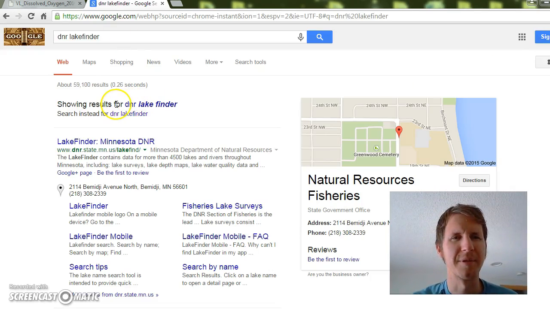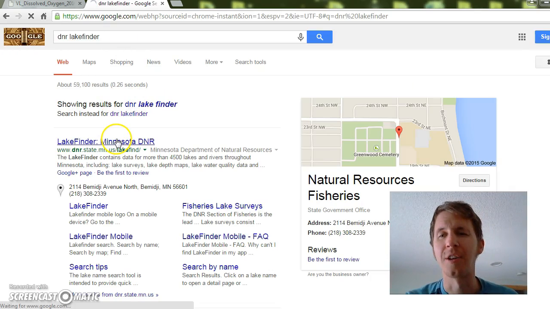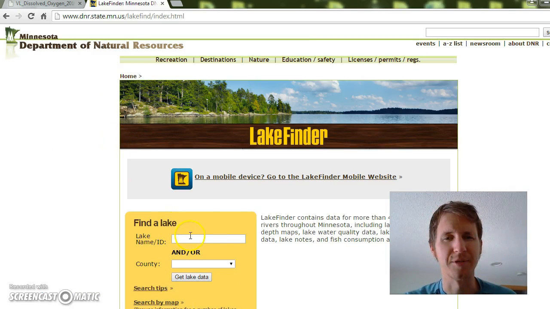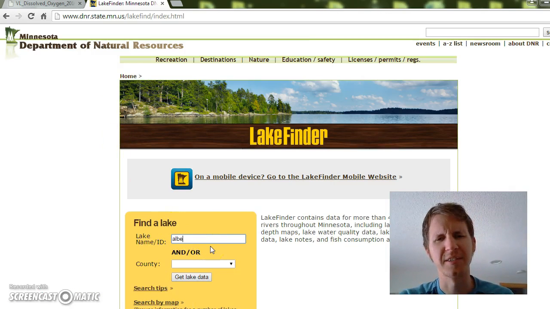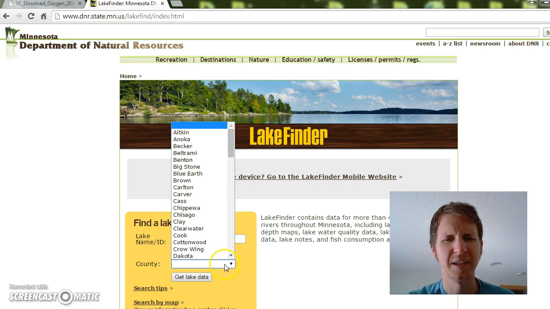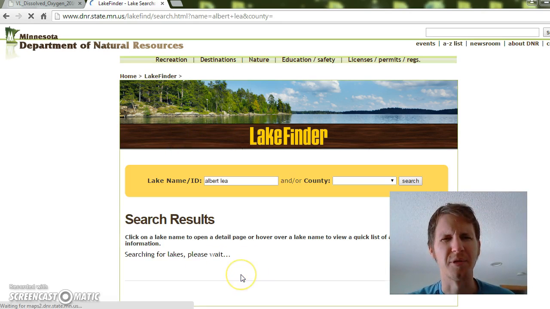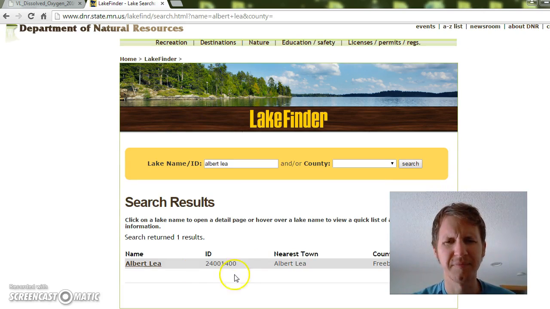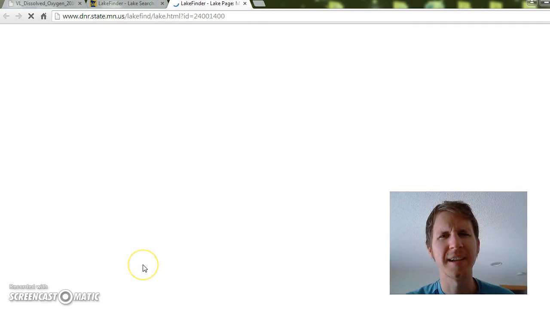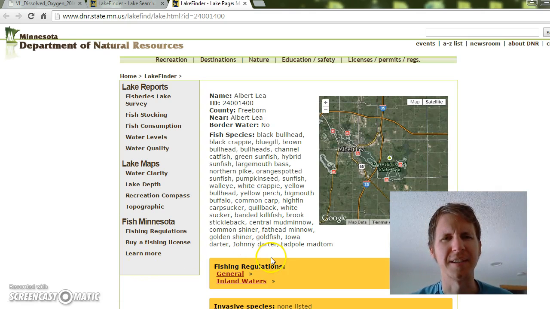This is a great website from the Minnesota DNR. There's all sorts of awesome opportunities here. And so we're going to choose a nice little lake called Albert Lea, which is in Freeborn County, I believe. And we're going to take a look and see what its phosphorus content is.